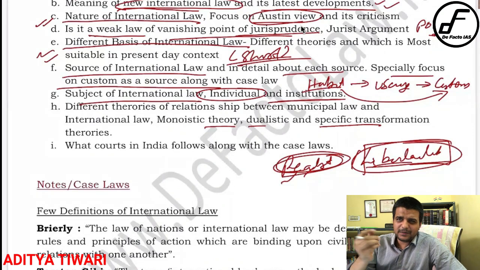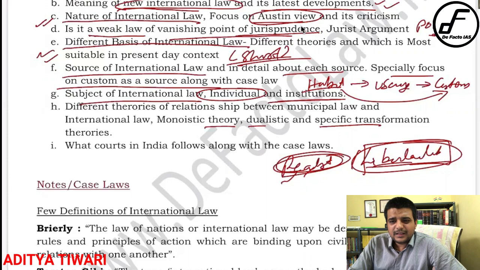Now, to sum up in one very brief point, I can say that the monistic theory basically suggests that international law and municipal law are part of the same one law, because ultimately the laws are made for the purpose of governing people. So even if it is the people of 2 countries or the people of 1 country itself, that makes no difference. Right, so that is the monistic theory. Dualistic theory says both are different.